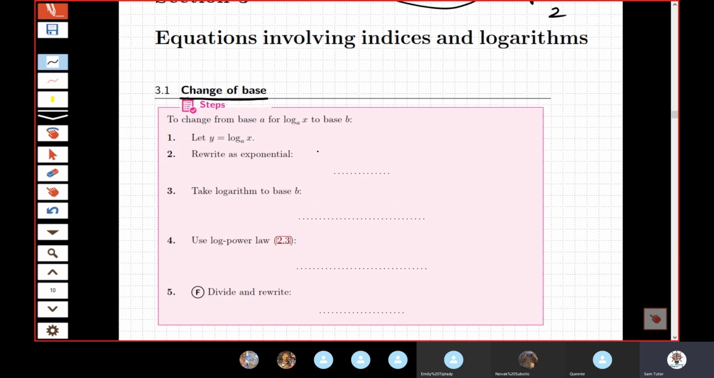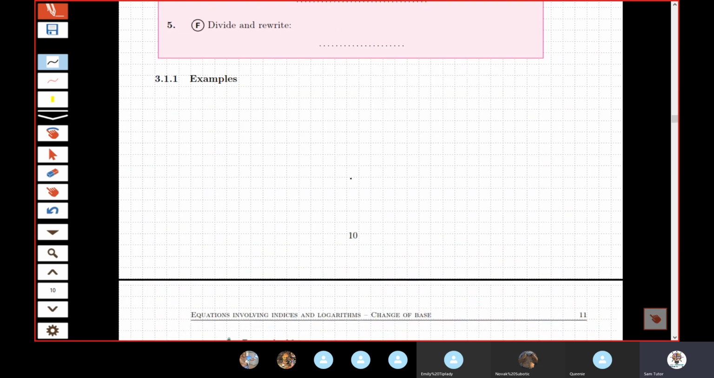Okay, equations involving indices and logs. So change of base. If I've got something like this, now we know we can write this as ln x on ln a, or log x on log a. Sounds good? Log x on log a. So for example, plug log 5 on log 3 into your calculator, or ln 5 on ln 3. It gives 1.46 and so on.